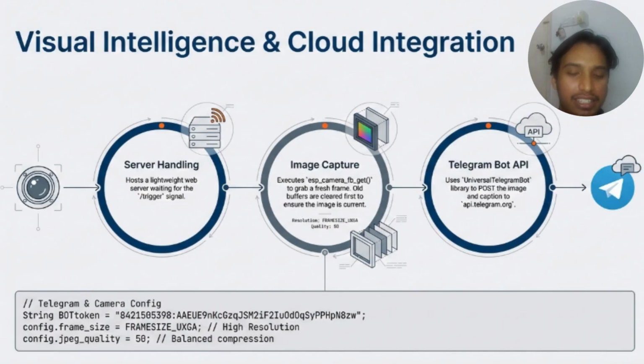Once triggered, the CAM handles all visual processing. It captures a high resolution image, balances image quality and compression, and securely sends the photo to the Telegram bot API. This ensures the visual evidence is delivered almost immediately after intrusion detection.